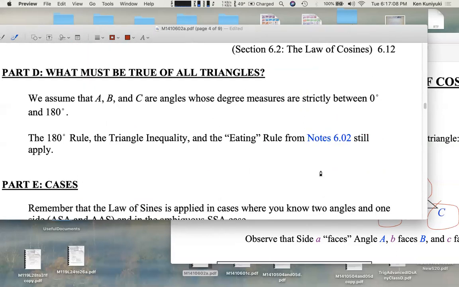And again, the same checks work. Well, we can use the fact that angles have to add up to 180 degrees, and all the angles have to be strictly between 0 degrees and 180 degrees. Again, they add up to 180 degrees. The triangle inequality has to apply. Detours are never shorter. They have to be longer. And the eating rule has to apply.